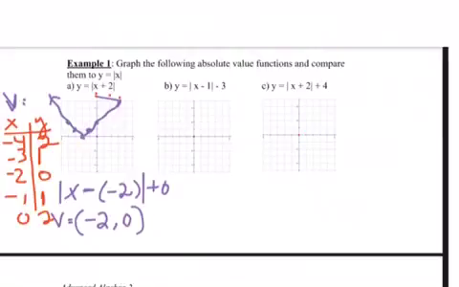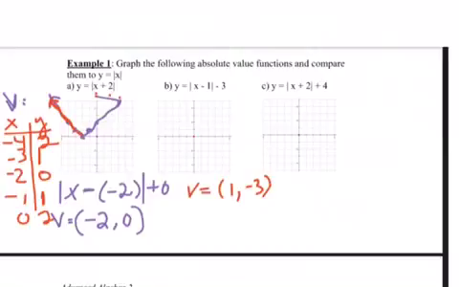So I can just plot those. And I have a hard time with this pen drawing straight lines on here, so these are supposed to be straight through those points. Okay, so for B, my vertex is h, k.